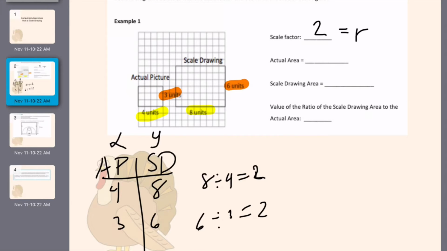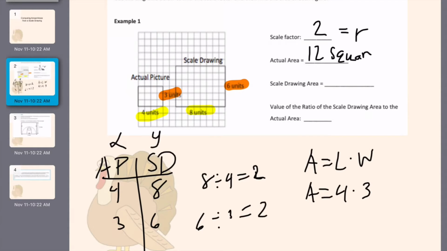So now I need to figure out my area of my actual picture. And again, area of rectangles is length times width. So I'm essentially doing area equals 4 times 3, which is 12 square units. The scale drawing of my actual area is A equals 6 times 8, which is 48 square units.